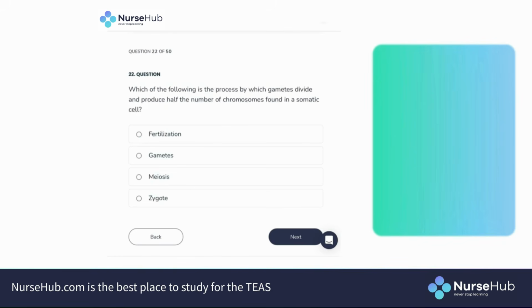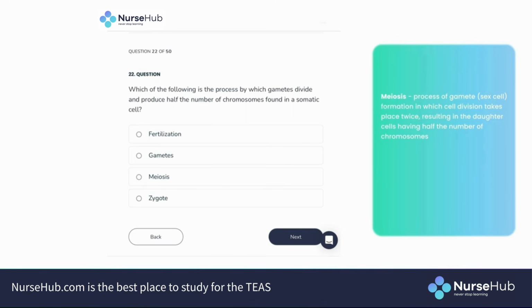Question 22. This question asks, which of the following is the process by which gametes divide and produce half the number of chromosomes found in a somatic cell? We will learn in our biology courses that meiosis is the process by which gametes divide and produce half the number of chromosomes found in a body cell or a somatic cell.